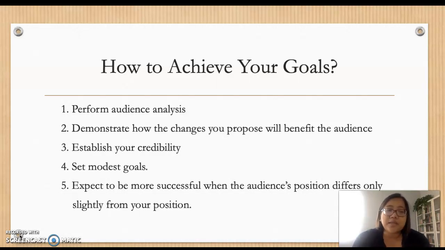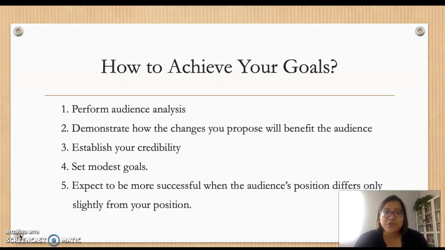And then the next one is establishing your credibility. I think in every speech that we have done so far, we have done this. It's very important for you to convince your audience that you know what you're talking about and that they should trust you in delivering this speech and this particular topic.